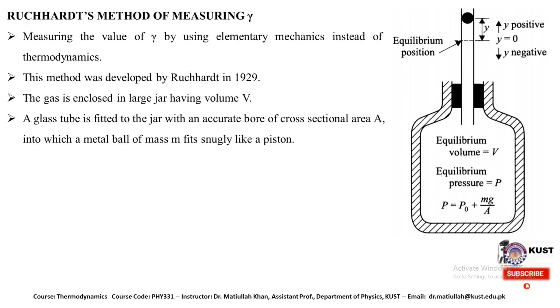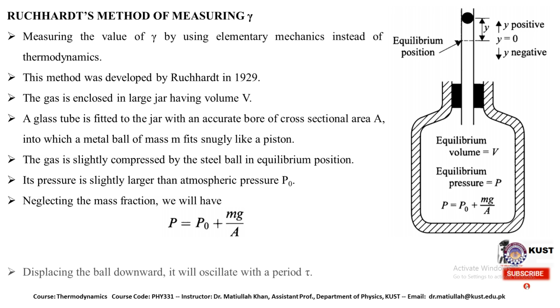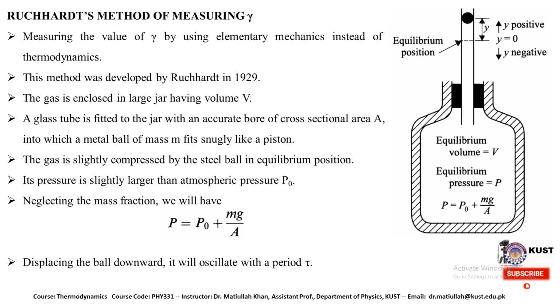So what are the contents of this experiment? The gas is enclosed in a large jar having volume V, and a glass tube with an accurate bore of cross-sectional area A is fitted to the jar, into which a metal ball of mass M fits snugly. The gas is slightly compressed by the steel ball in the equilibrium position, so its pressure is slightly larger than atmospheric pressure P0. If we neglect the mass of the gas, we have P equal to P0 plus mg divided by A. Displacing the ball downward, it will oscillate with a period tau, the time period.